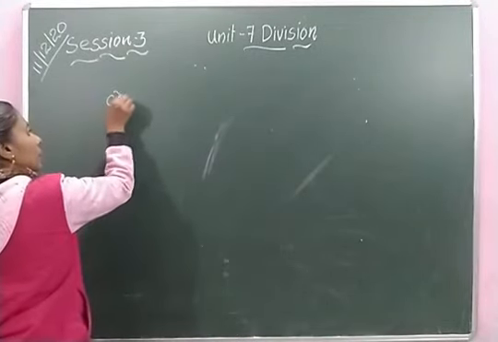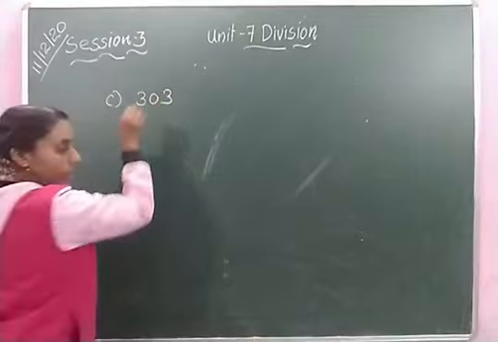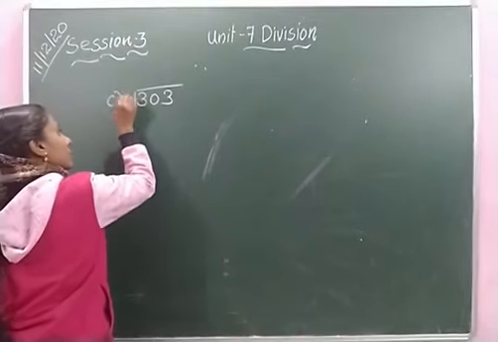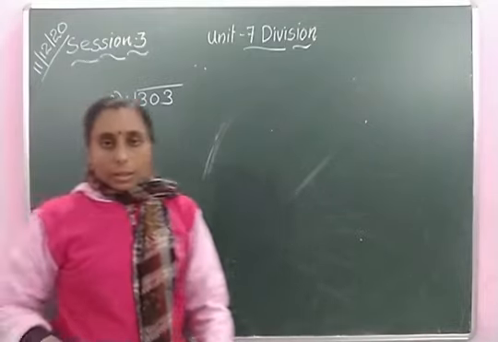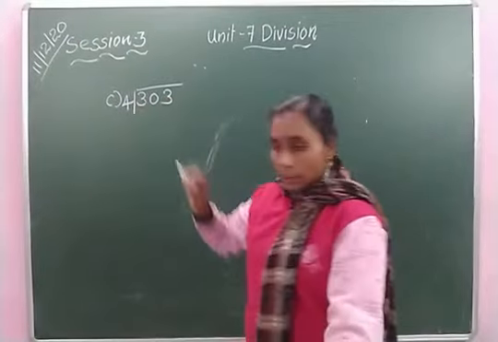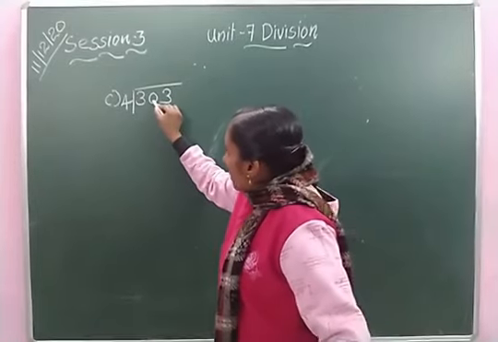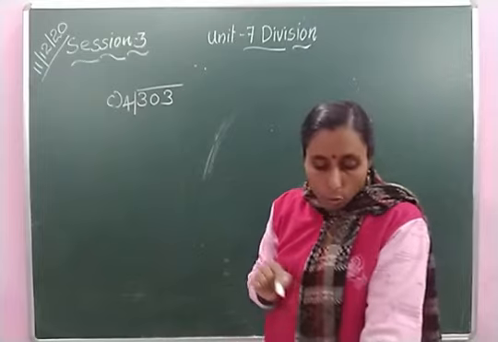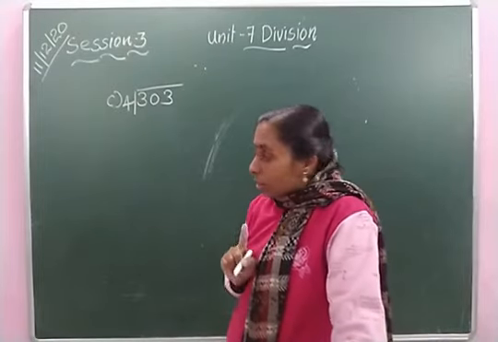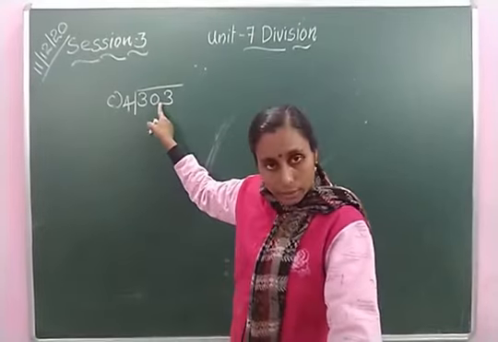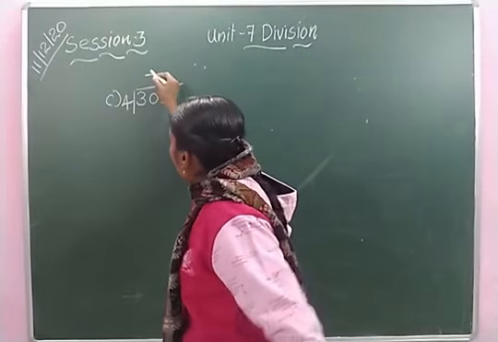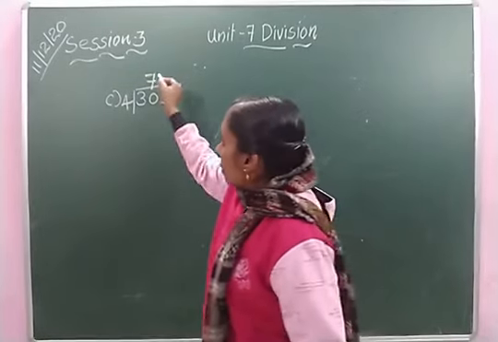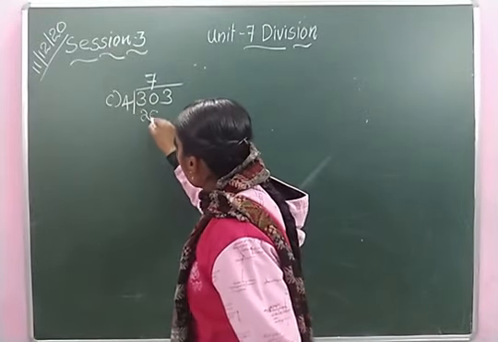Question number C. 303 divided by 4. Here also 3 is smaller than 4. So we have to take this 30. 4 7s are 28. 4 8s are 32. Since here we have only 30, we have to write 7 on the top as quotient, and 7 4s are 28.